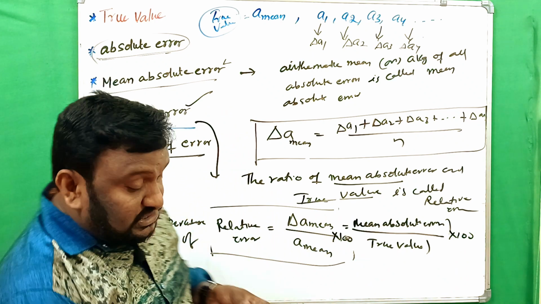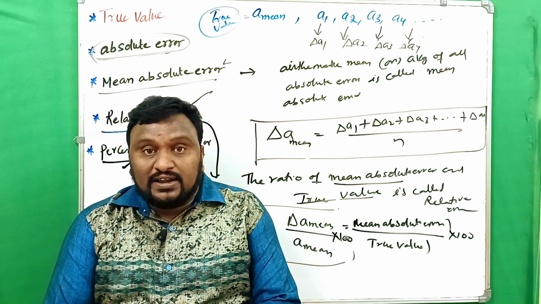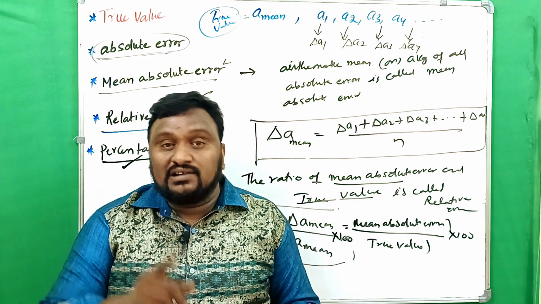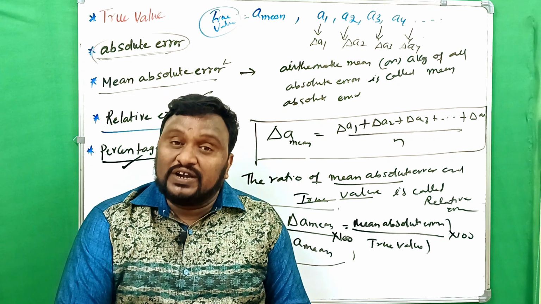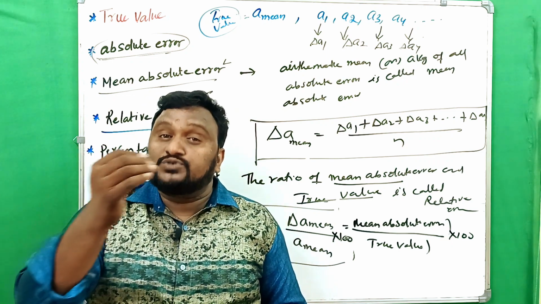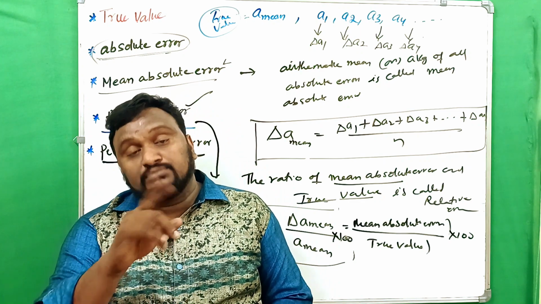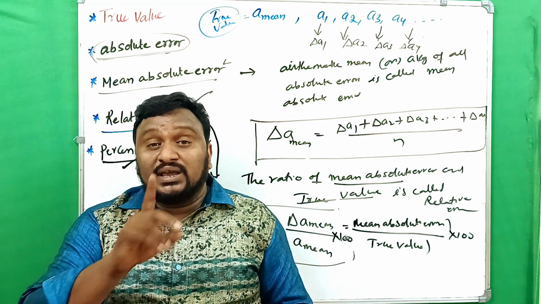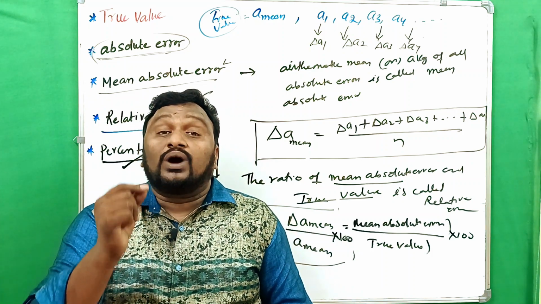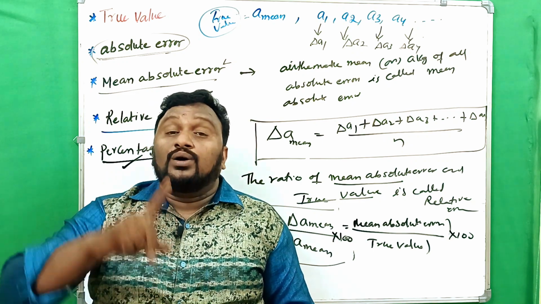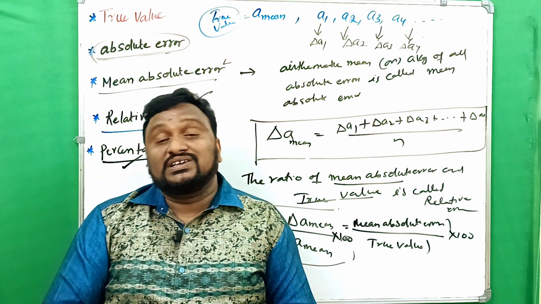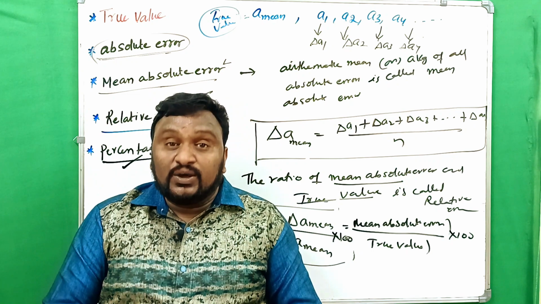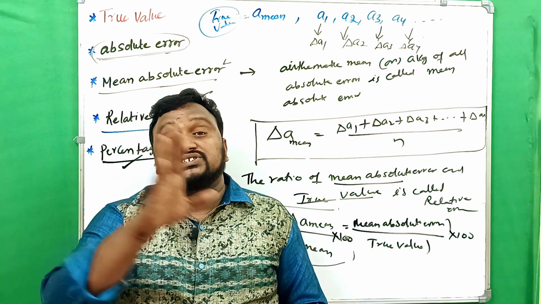Clear? So see once again, what is true value? The average or arithmetic mean of all measured values is called true value. And what is absolute error? The magnitude of difference of true value and measured value is called absolute error. And what is mean absolute error? The average of all the absolute errors. And next, what is the relative error? The ratio of mean absolute error to the true value is called relative error. And what is percentage error? If we multiply the relative error with 100, that is taken as percentage error.